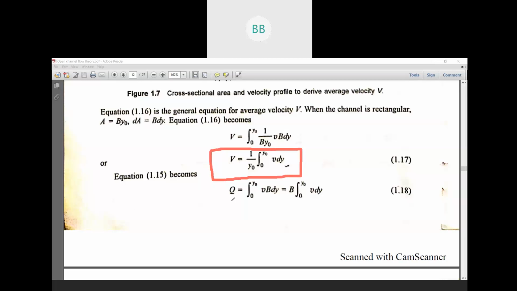So for a particular rectangular channel, if you need to find the alpha value, first we have to find the average velocity using this equation. Then we substitute this value in the alpha equation to calculate the energy coefficient of that rectangular channel.